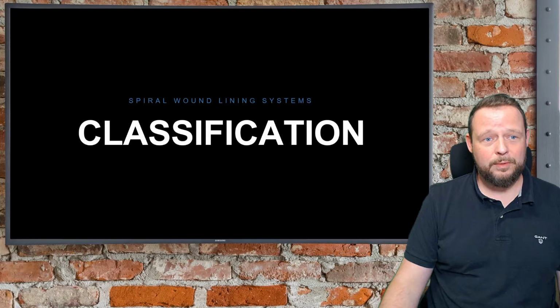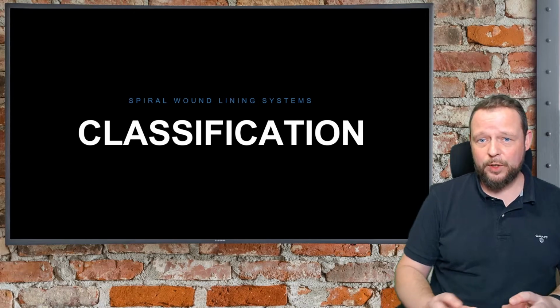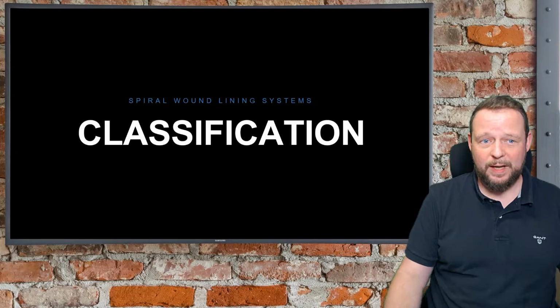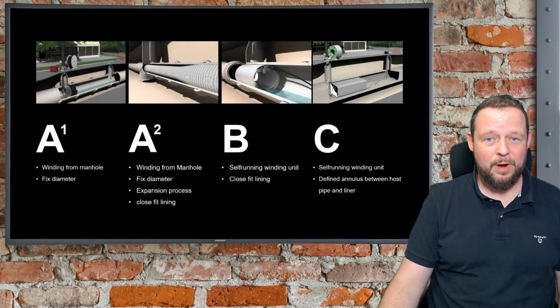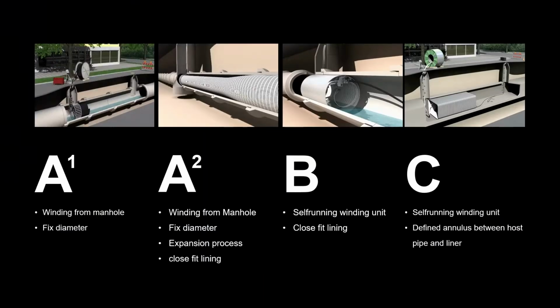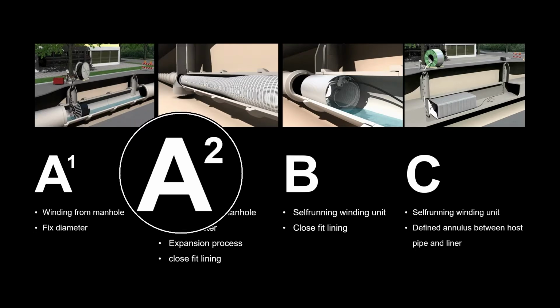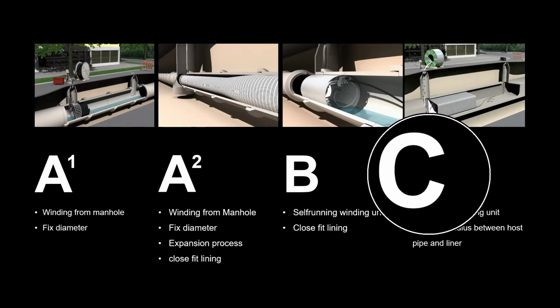So, the new slide, classification of spiral wound lining systems, where I'd like to give you an overview about the different technologies covered in these two standards we mentioned before. So on the one hand, I'll make this one a little bit bigger for you. As you can see, I have divided the 4 types of spiral wound lining technologies into groups. It's A1, A2, B, and C.